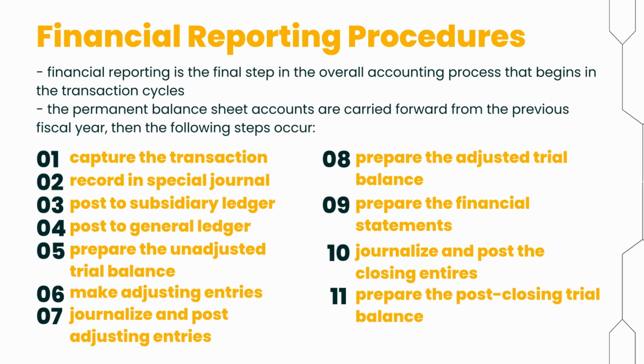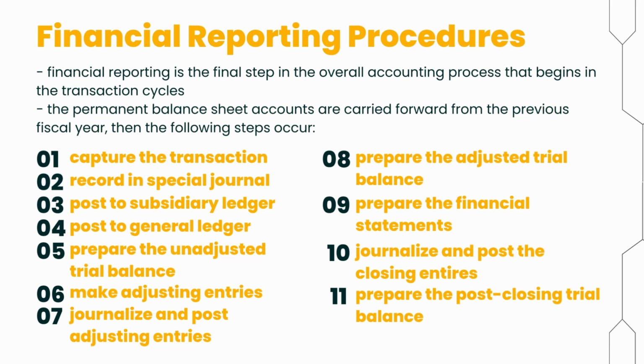These are the financial reporting procedures. Financial reporting is the final step in the overall accounting process that begins in the transaction cycles. The permanent balance sheet accounts are carried forward from the previous fiscal year. Then, the following steps occur. 1. Capture the transaction. Within each transaction cycle, transactions are recorded in the appropriate transaction file.